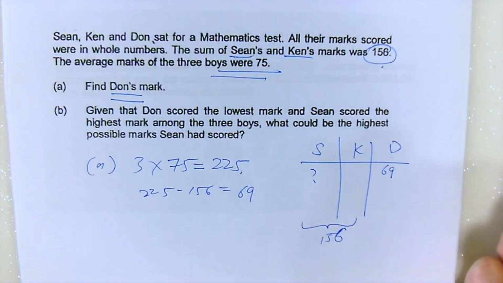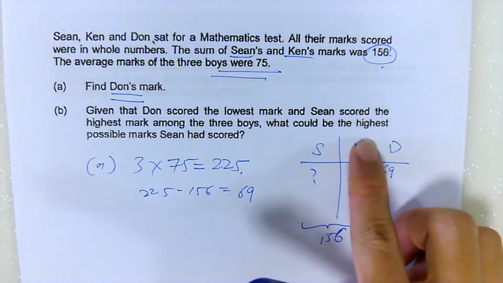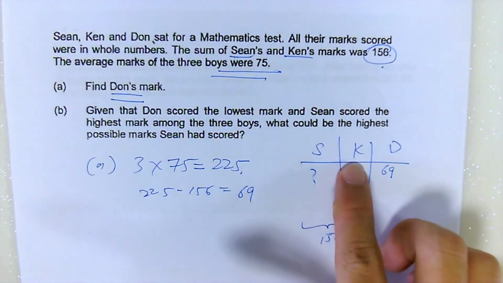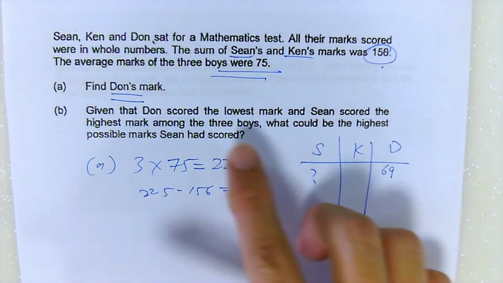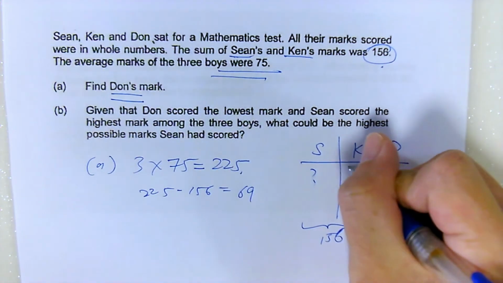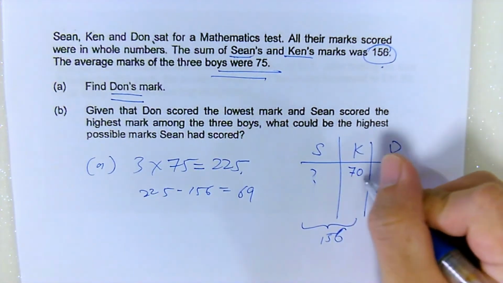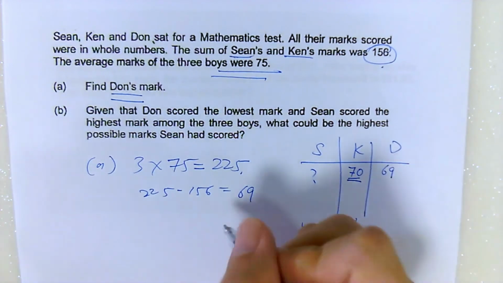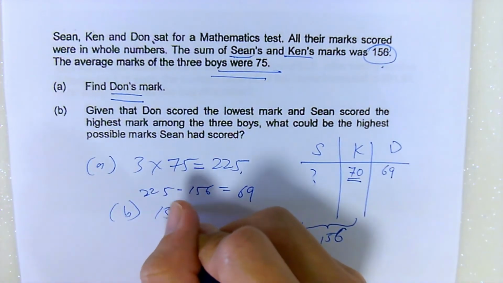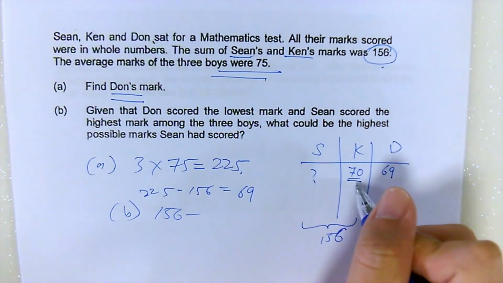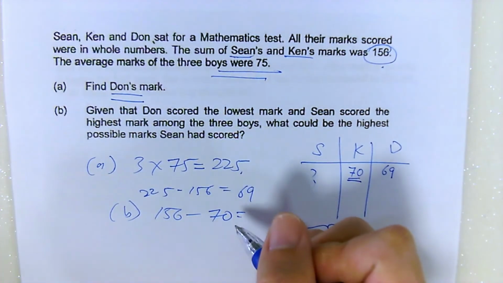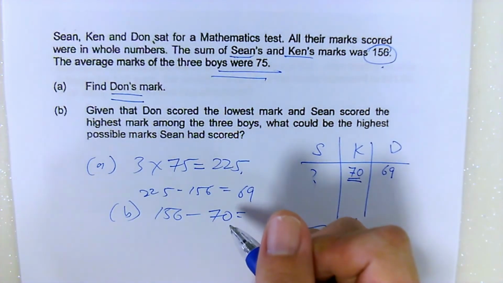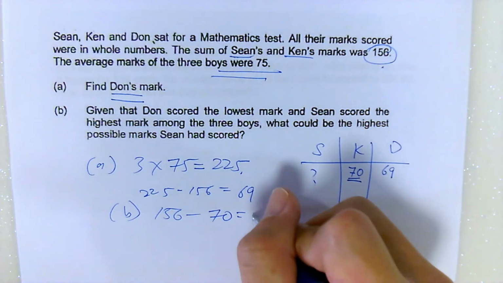For this to be the highest possible, Ken has to be lower than Sean. But Ken needs to be higher than Don, because they say that Don scored the lowest. You put Ken at 70, just 1 mark more than Don. If Ken is 70, for part B, you just take 156 minus 70. So 156 minus 70, what will we get? We will get 86.